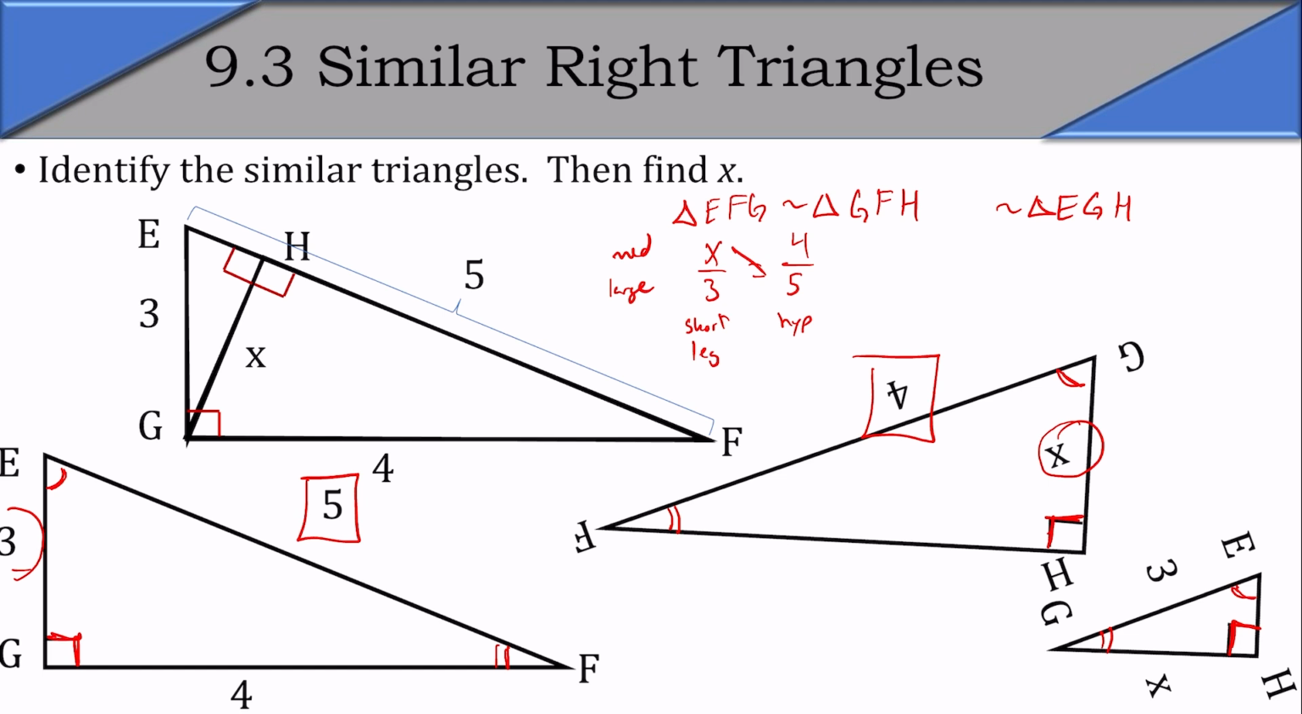Then we can cross multiply and then divide by the 5. So x is 12 over 5.